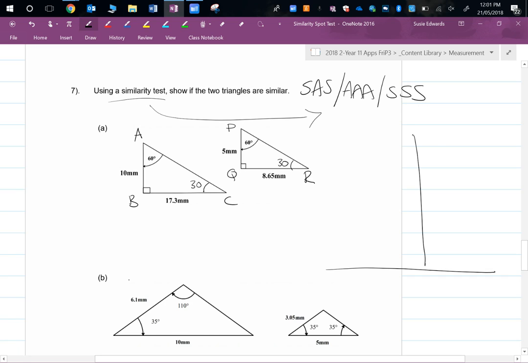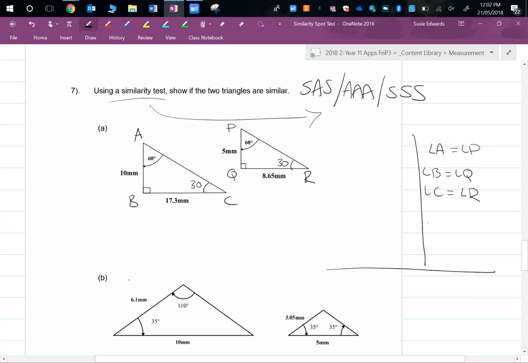Within this, there are 2 different ways which you could have done it. If we used angle, angle, angle, because you didn't get given the letters, you could have said there are 2 angles, corresponding angles are 60, corresponding angles are 90, corresponding angles are 30. If you got given the letters, which you will in a test, you can write angle A equals angle P, angle B equals angle Q, and angle C equals angle R.